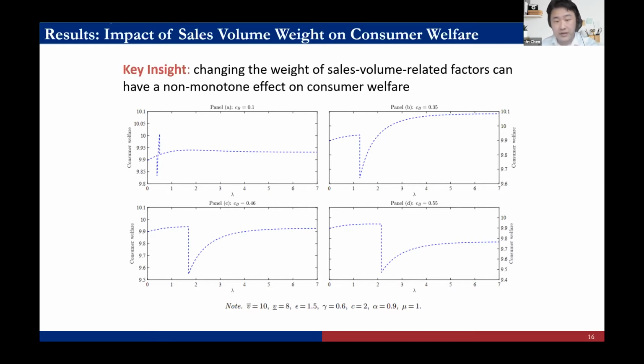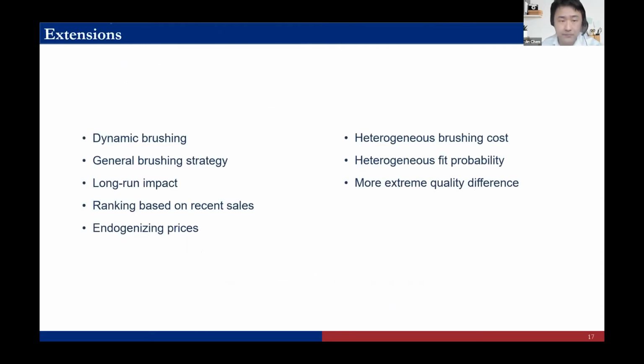And this result shows that the incorporation of sales-volume-related factors can be a double-edged sword. It may not always be a good idea to eliminate these factors from the ranking algorithm altogether, nor is it always recommended that the product ranking be purely based on these factors. Rather, the platform may find it beneficial to fine-tune the weight of the sales-volume-related factors in the ranking algorithm.